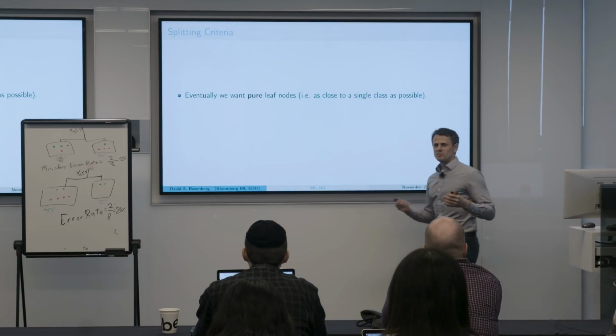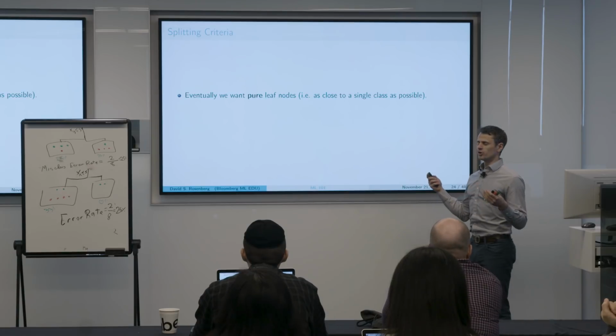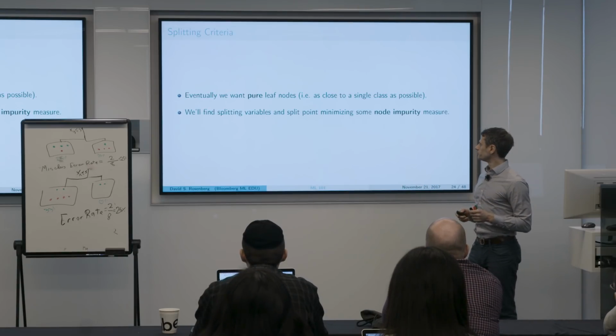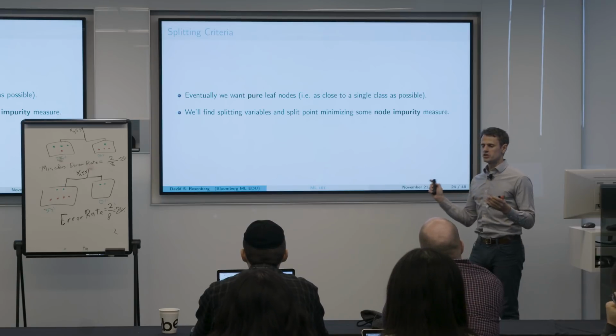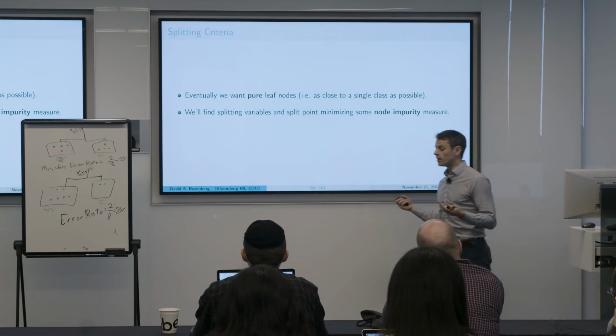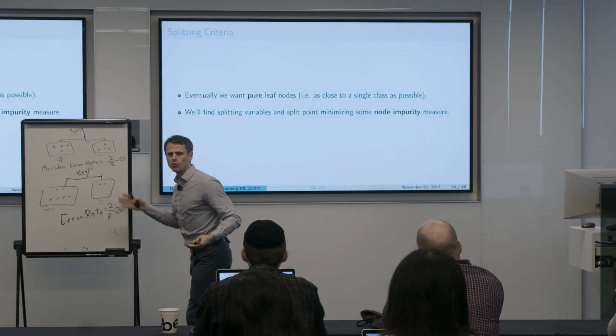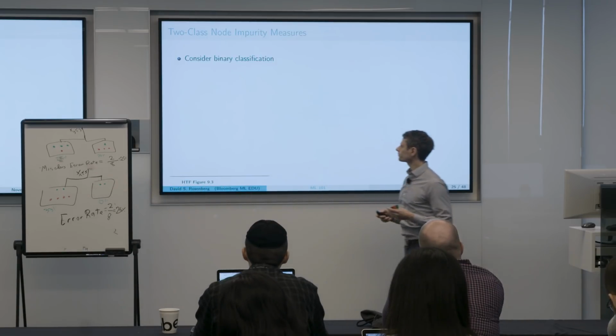So the terminology people like to use is the search for pure leaf nodes. Things that are as close to a single class as possible. And the notion of a node impurity measure is the terminology used for this loss function that we are optimizing to decide what to split and where to split.